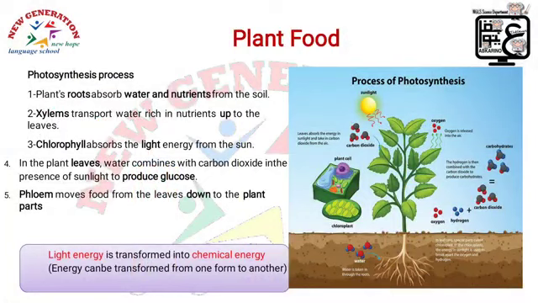Plant food. The photosynthesis process. Plants' roots absorb water and nutrients from the soil. Xylem transports water rich in nutrients up to the leaves. Chlorophyll absorbs the light energy from the sun. In the plant leaves, water combines with carbon dioxide in the presence of sunlight to produce glucose. Phloem moves food from the leaves down to the plant parts. Light energy is transformed into chemical energy. Energy can be transformed from one form to another.